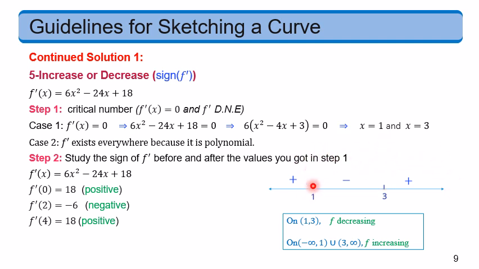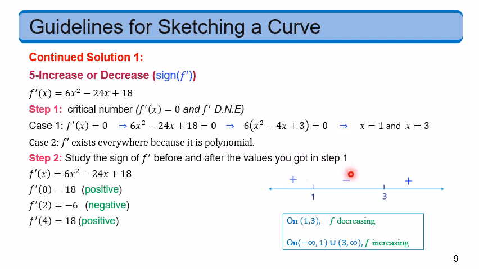So you can see at 1. Now before 1, what can we take? We can take 0. If we put 0 in the first derivative, what is the answer? We have 18. But what matters here is the sign. What is the sign of 18? It is positive. That is very important. So before 1, the answer is positive.